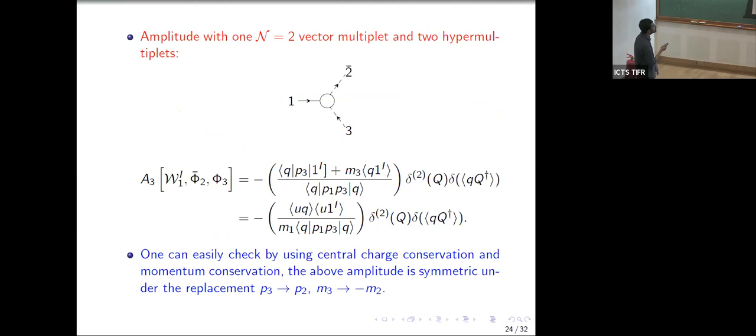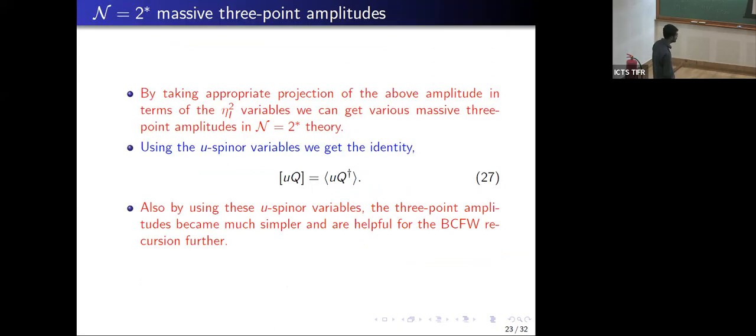So there are two 3-point amplitudes in the n equals 2 star theory, with one BPS massive n equals 2 Yang-Mills, and one BPS anti-BPS combination of hypermultiplet. This first expression is from taking the partial derivative of the n equals 4 3-point amplitude with respect to the eta variables, and we can re-express this in terms of u spinor variables. And you can see there are only 3 delta functions out of 3 because of this condition 27.